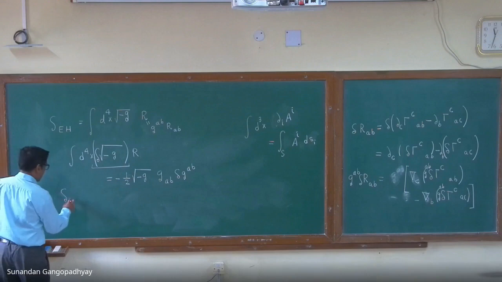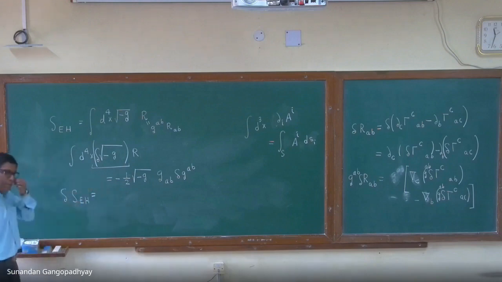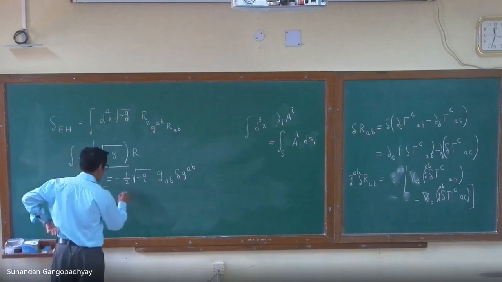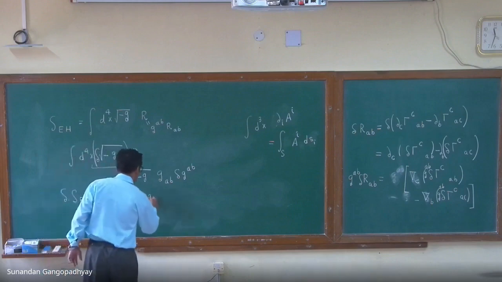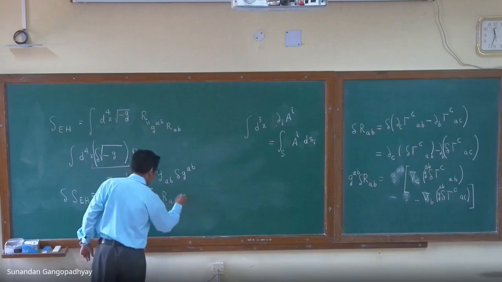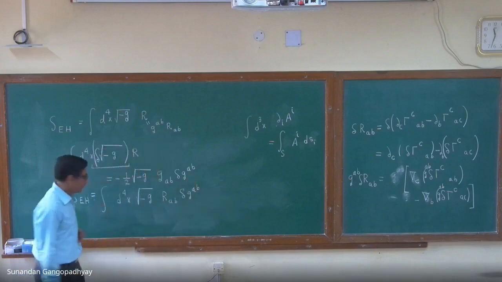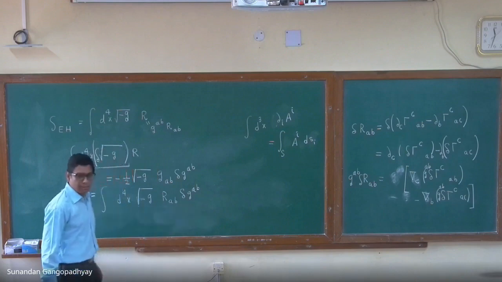So delta of S_EH: the first term, the variation, is a boundary term, and by the demand that we have made, the first term is 0, right? And what are the other terms that you have? The second term, d⁴x square root of minus g, R_ab delta g^ab. This was the second term. We don't need to do any calculation. This is as it is. Leave it as it is.